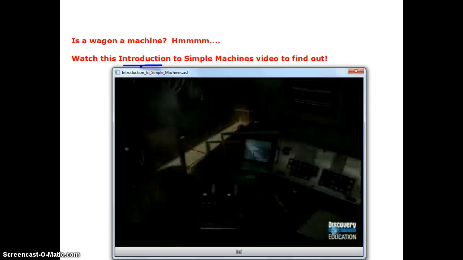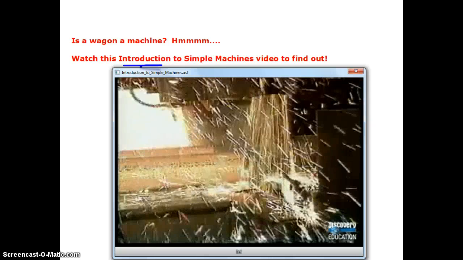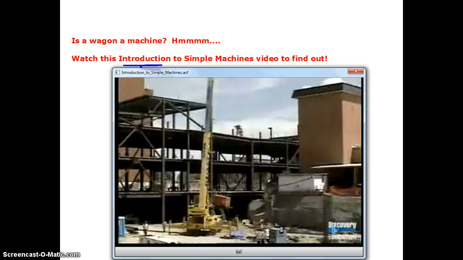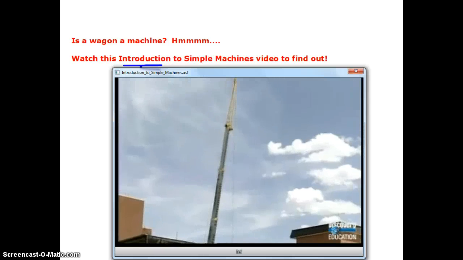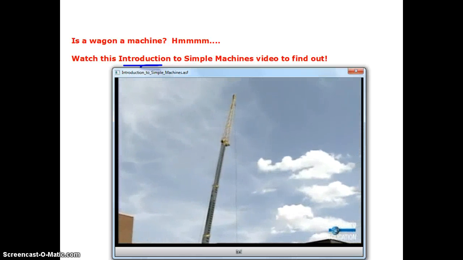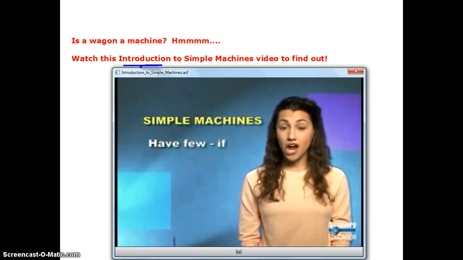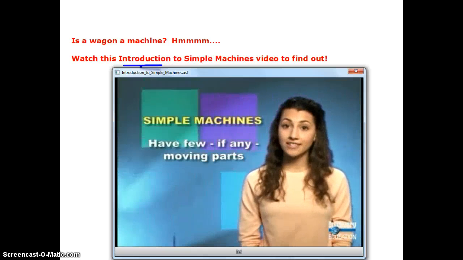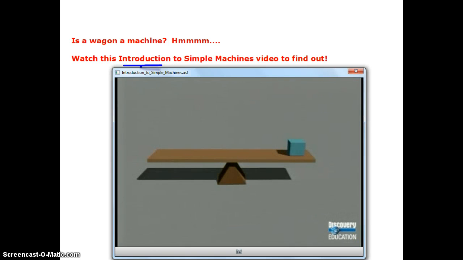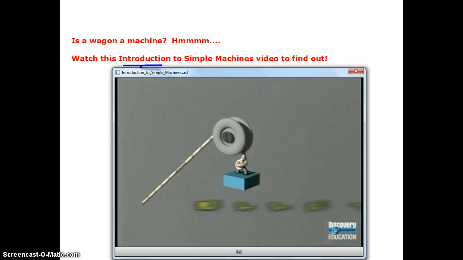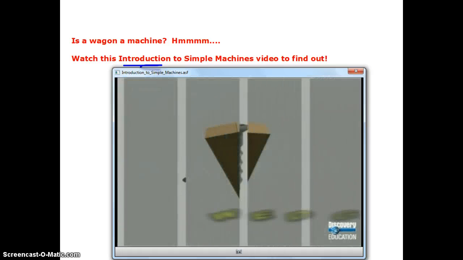Machines like the seesaw and wagon may seem pretty far removed from complex machines, but all machines are alike in that they help people do work. All machines are alike in another way. No matter how complicated some machines may look, all machines are made up of combinations of simple machines. Simple machines are machines that have few, if any, moving parts. There are 6 types of simple machines. These are the lever, the wheel and axle, the pulley, the inclined plane, the screw, and the wedge.